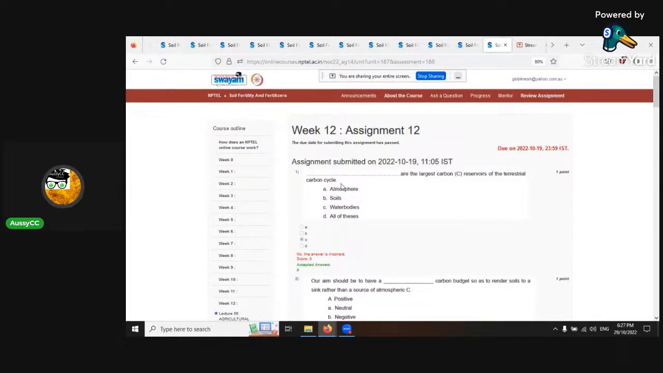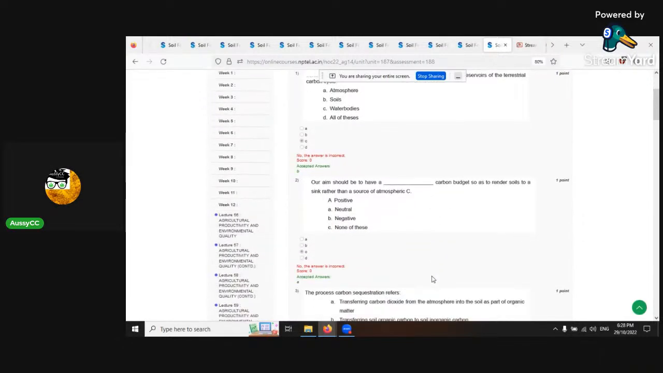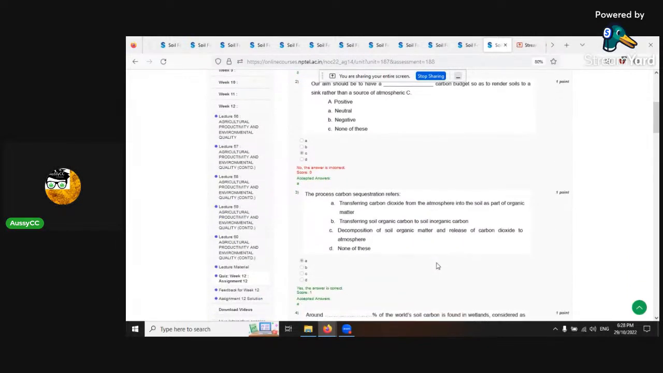Something as large as carbon converted. Soil is the largest terrestrial carbon reserve. Terrestrial is the word, because the oceans are the largest carbon reserves, but terrestrial, it is your soils. Our aim should be to have a positive carbon budget. The process of carbon sequestration is transferring carbon dioxide from the atmosphere into the soils as part of organic matter.